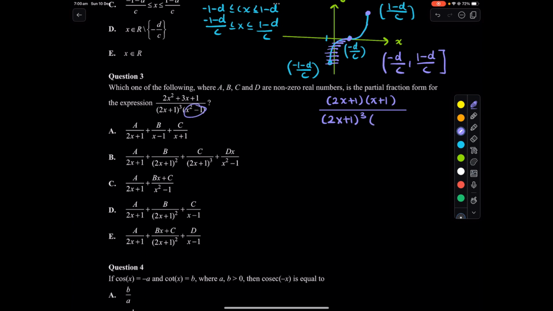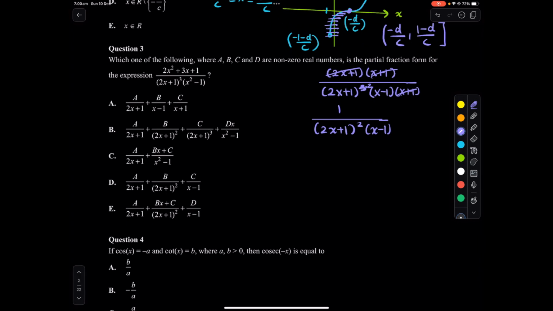x squared minus 1 is a difference of perfect squares, so we can write it as x minus 1, x plus 1. Now what can we do? Well, we can cancel that with that. We can cancel this, and this becomes 2. So this can be rewritten as 2x plus 1 squared, x minus 1. Now it's much easier to evaluate it in terms of partial fraction form.